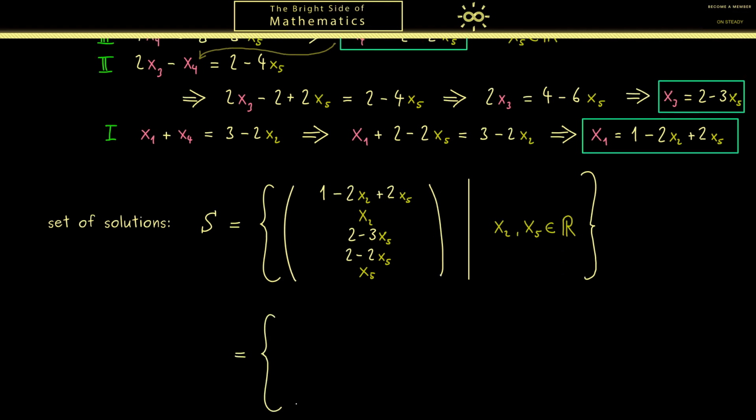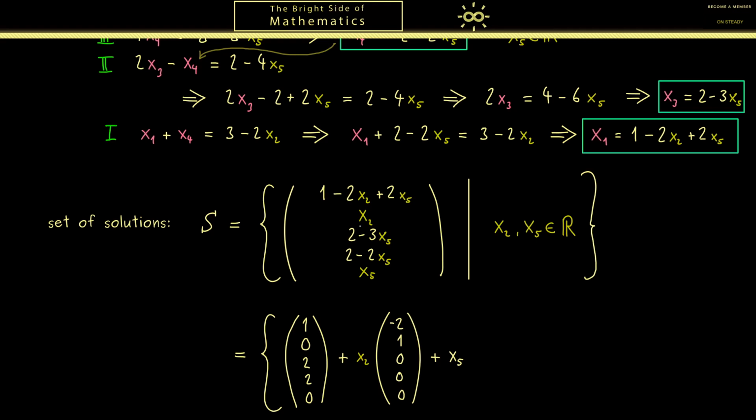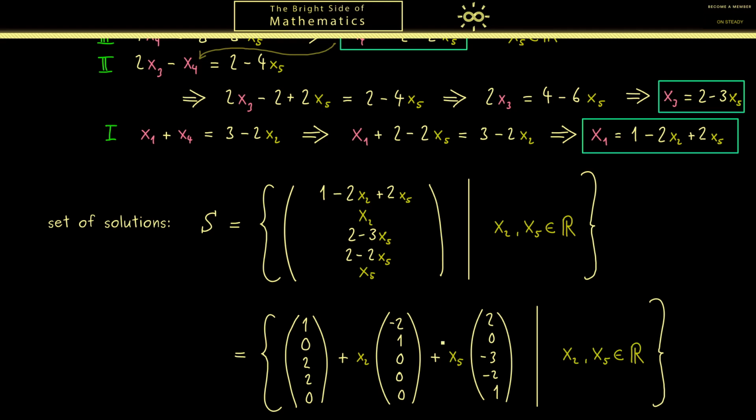And to end this video, I can also tell you that we can rewrite this a little bit. Namely, we can split it up into a linear combination of vectors. So first we have the constant vector and then the part with x2. And finally, the last part would be the one with the x5 variable. So you just look, what are the coefficients for x5? So in the end, you should see this is exactly the same vector, just now written as a linear combination.